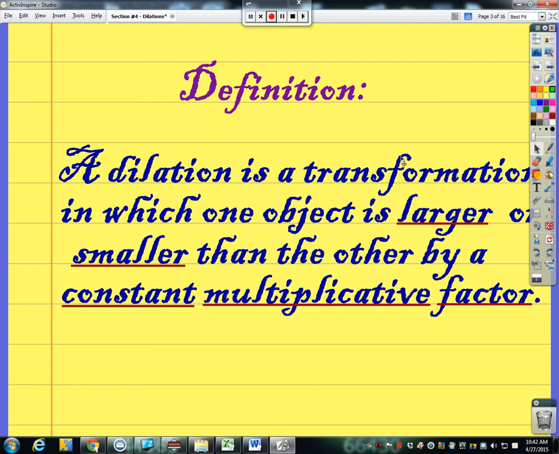A dilation is a transformation in which one object is larger or smaller than the other by a constant, and here's going to be the math part of this, multiplicative factor. With translations, we added and subtracted to move the position up, down, left, right. But with a dilation, we're going to do nothing but multiplication, or its inverse, division.